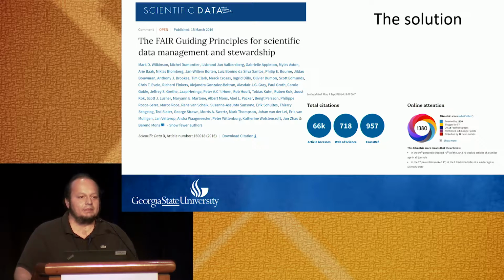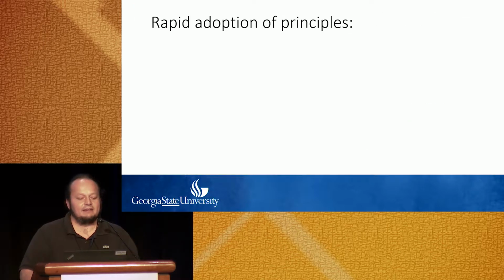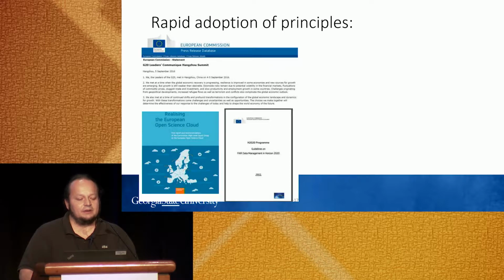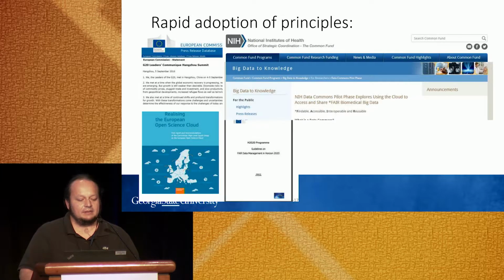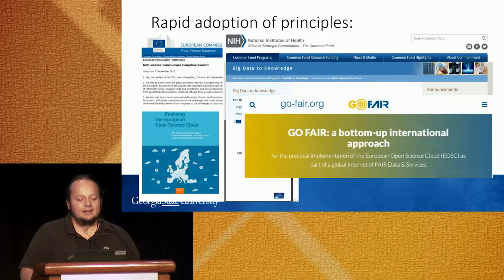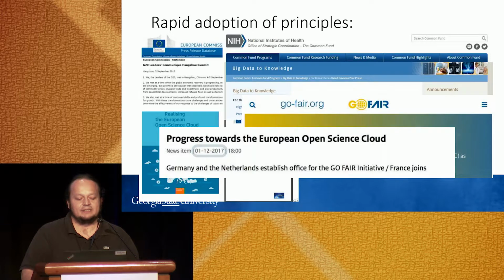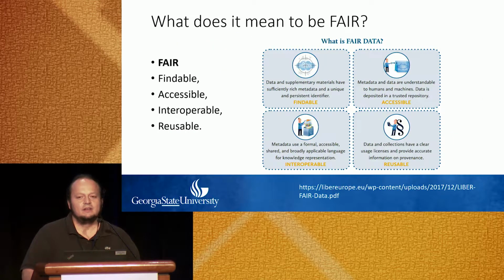So this came up a couple of years ago. I'm pretty sure almost every single person in this room has heard of this. These principles have been rapidly adopted. The European Commission is applying them for a lot of their mission statements. The NIH is also adopting them. There are GO FAIR organizations, and countless places that are adapting these principles to make their data more easily available and for reproducibility purposes. So what does it mean to be FAIR? This is a question that a lot of people ask, and it's kind of difficult to see.